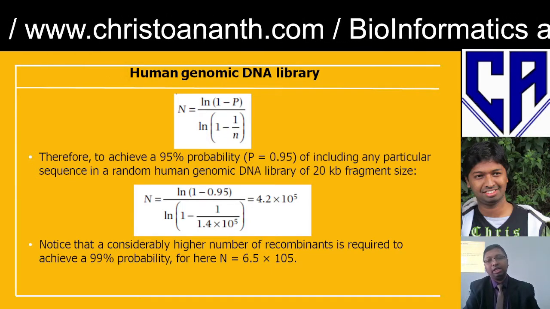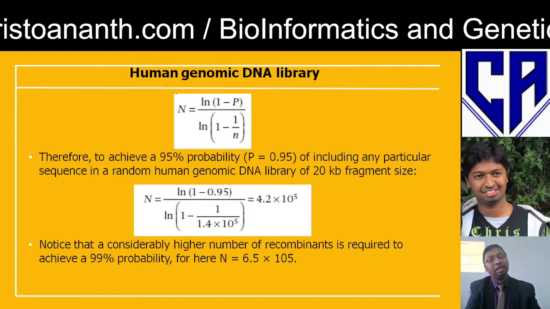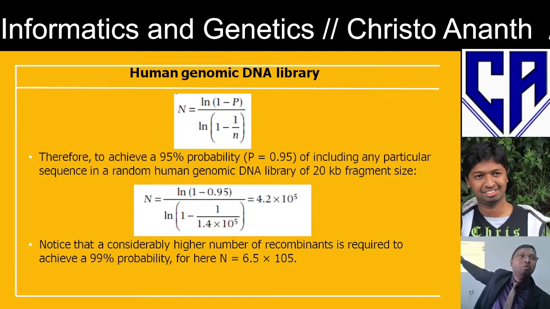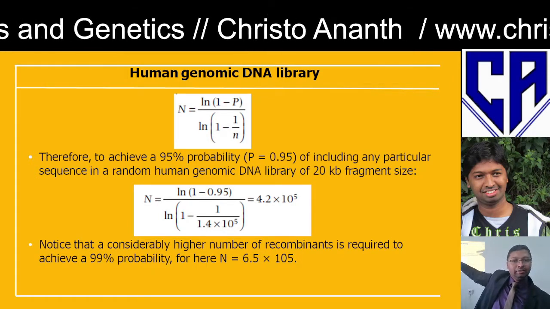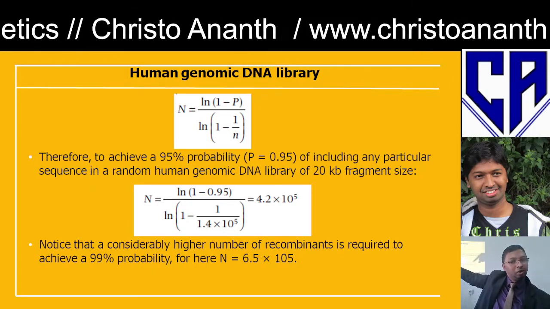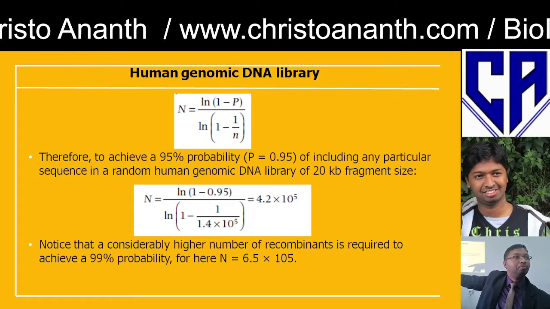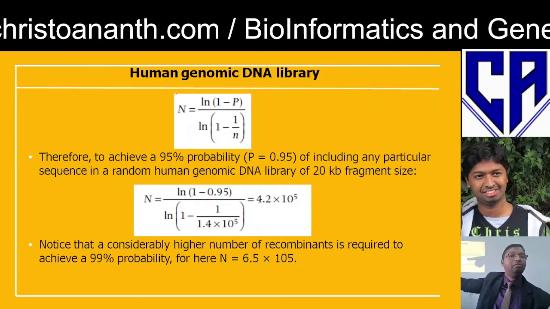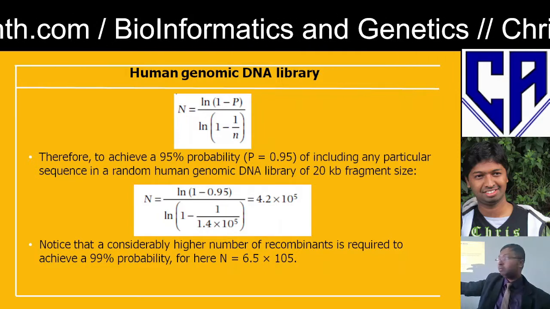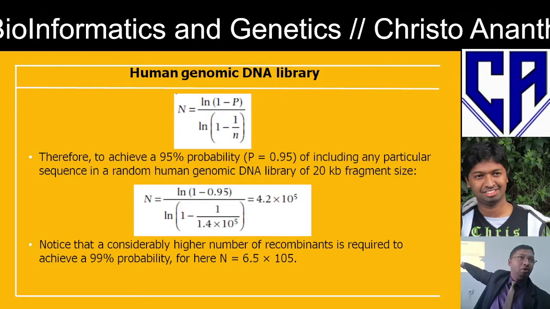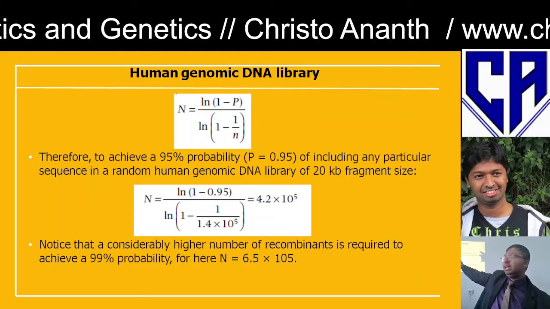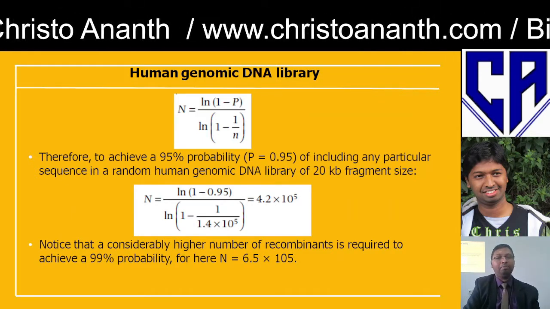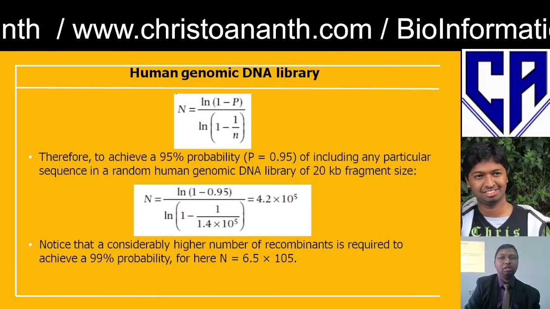If you have to achieve 99% probability, then N is ln(1 − 0.99) divided by ln(1 − 1/(1.4 × 10^5)). In this case N would be equal to 6.5 × 10^5. For 95% it is 4.2 × 10^5, but for 99% it is 6.5 × 10^5. So this is the apt value for the human genomic DNA library.